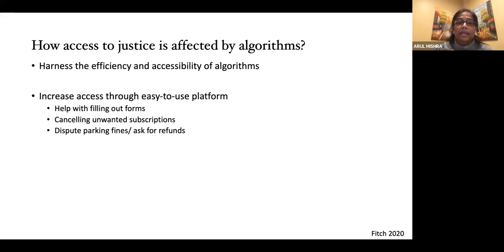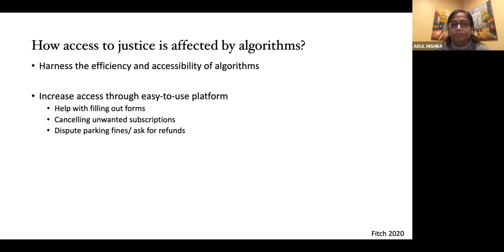For instance, people can go to easy-to-use online platforms, or some of these rendered through apps, that can help people fill out forms. It can help them cancel unwanted subscriptions. They can dispute parking fines, ask for refunds, simple tasks, but increasing people's access to justice.